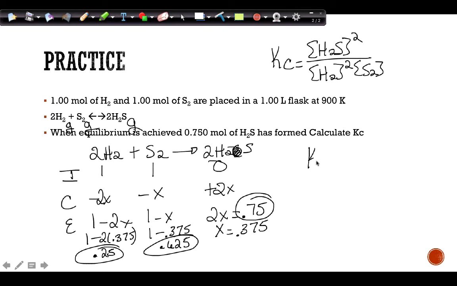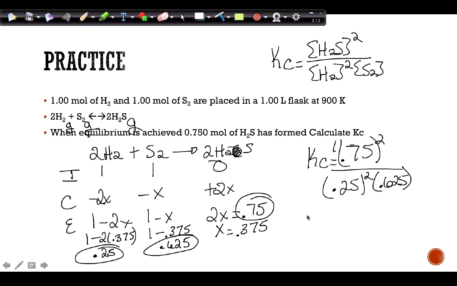I can plug it into my K expression. So Kc is equal to H2S, which is not what x is, it's 0.75. So it's 0.75 squared. Don't forget to do that. That's why you should write out your K expression first. H2 is 0.25. Square that. And 0.625 is S2. So once you solve for this, you should get 14.4. So this K is larger than 1. It's going to be very product favored here. I should only have a very small amount of reactants at this point.